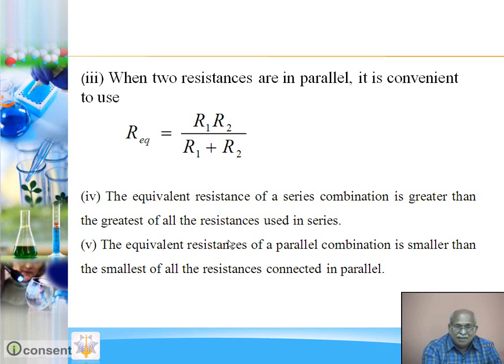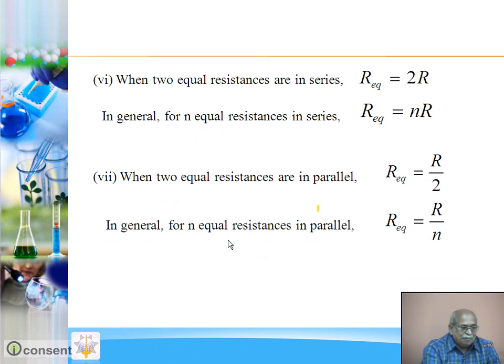Remember these two things while solving problems. This will be useful. This will help you to avoid mistakes. See some more properties. If two equal resistances are in series, then Req will be R plus R, that is 2R. If three equal resistances are in series, Req will be 3R. In general, if n equal resistances are in series, what we will get? Req equal to n into R.